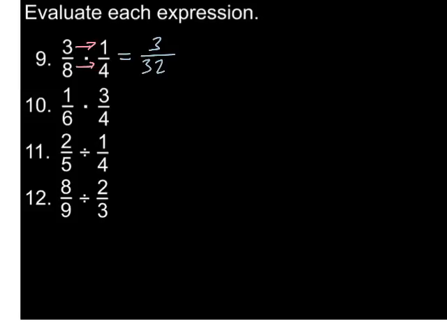No. Well, the only thing that's going into 3 are 3 and 1. So does 3 go into 32? No. So that one does not reduce anymore. So we're done. That was it. I like multiplication. Simple, straightforward.